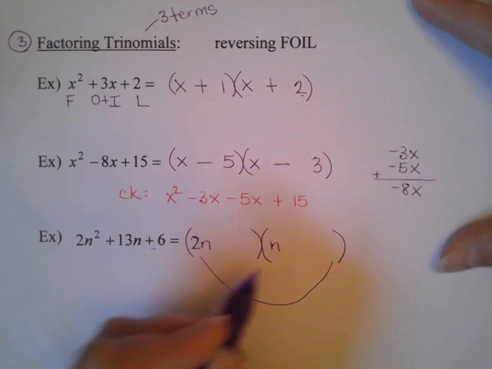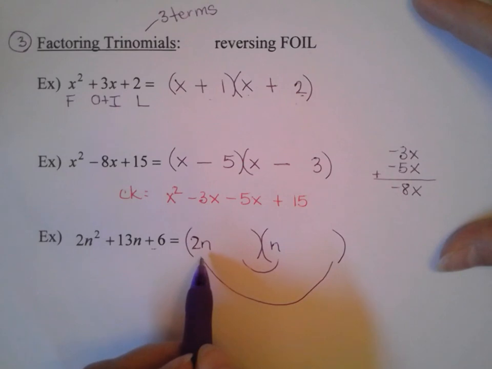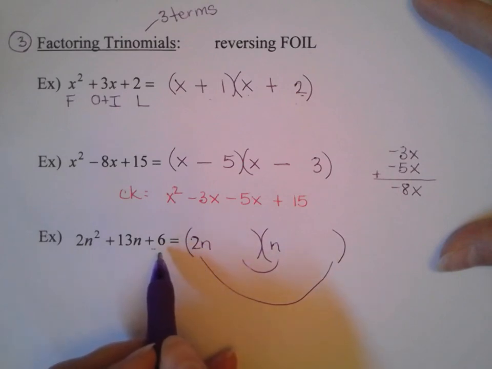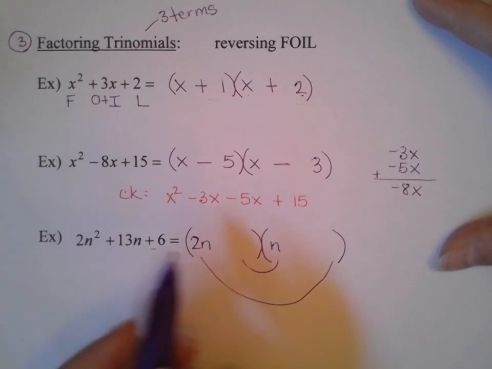I like to draw these rainbows sometimes. Okay, so 6, it could be 6 and 1, or it could be 2 times 3. We could try a bunch of things. It's hard to teach the trial and error method because nobody really wants to see the wrong answer. Okay, so you could try a bunch of things. If it didn't work, you could cross it out.